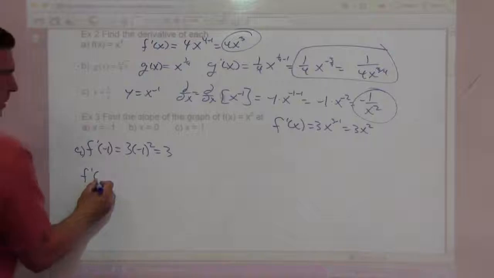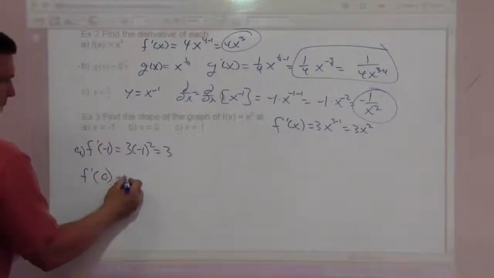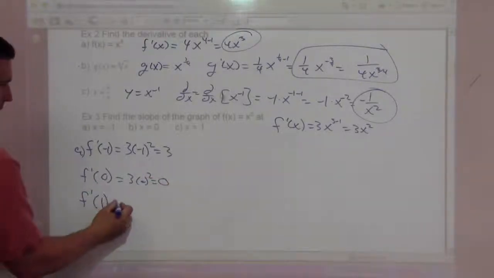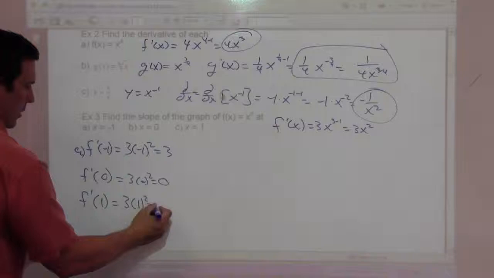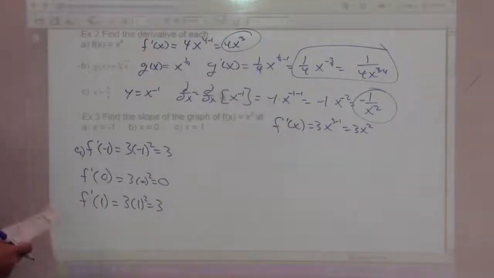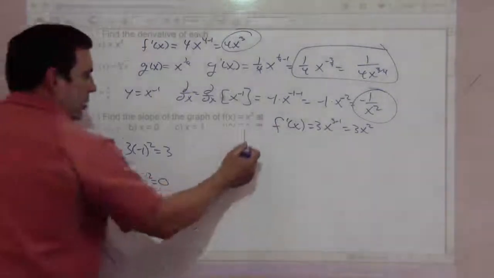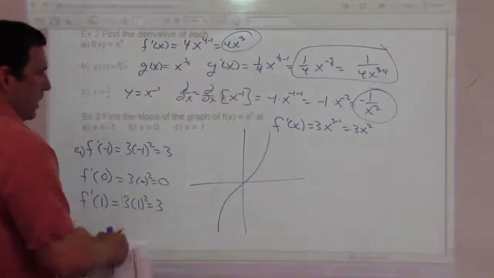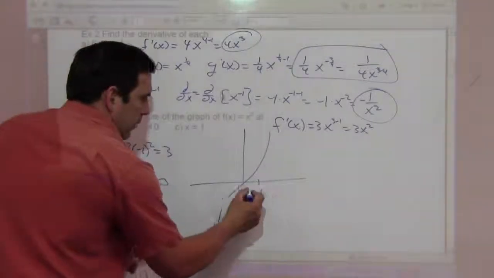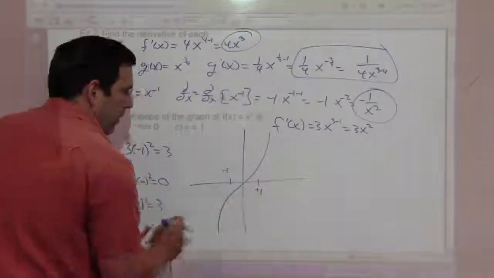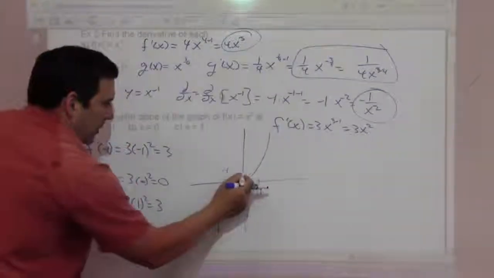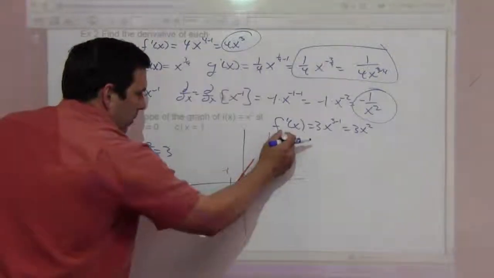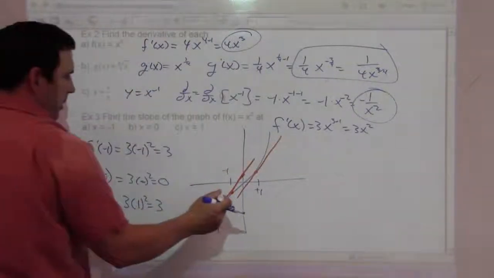F prime at 0 is going to be 3 times 0 squared, which is 0. F prime at 1 is going to be 3 times 1 squared, which is 3. Now the original function had this kind of a graph. And what we're seeing then is at negative 1 here, positive 1 there, the slopes are the same. However, at 0, the slope is 0.